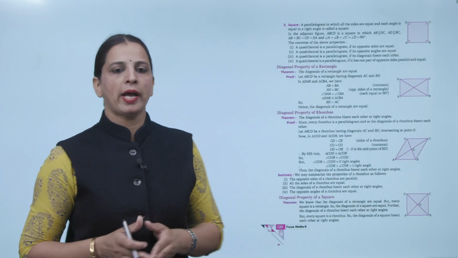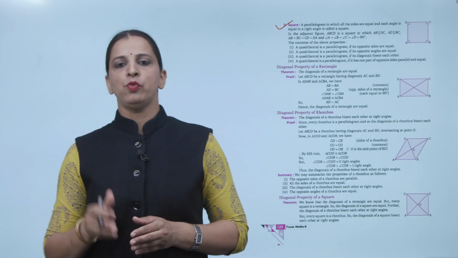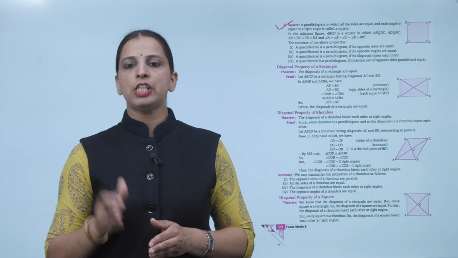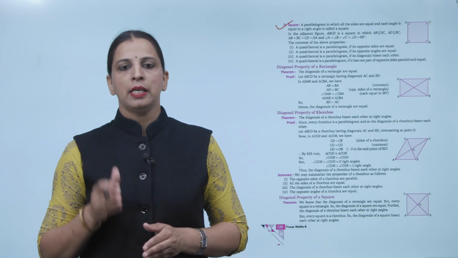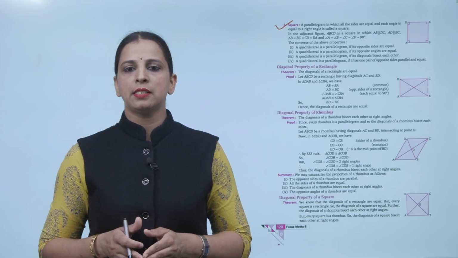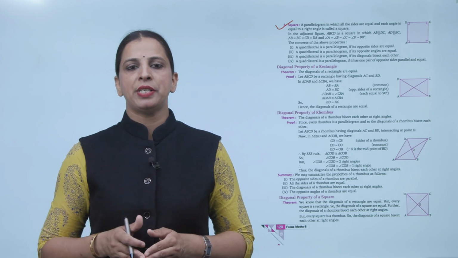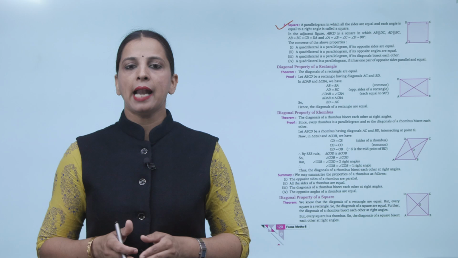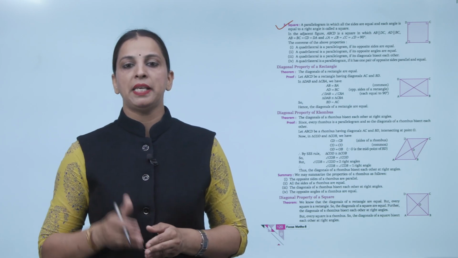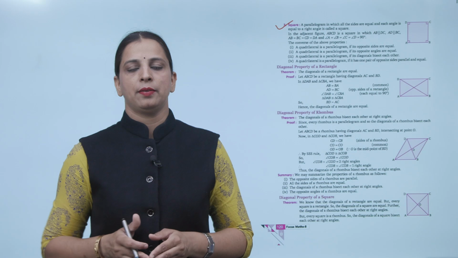Now third is square. A parallelogram in which all the sides are equal and each angle is equal to a right angle is called a square. In the adjacent figure, ABCD is a square in which AB is parallel to DC, AD is parallel to BC, AB is equal to BC is equal to CD is equal to DA and angle A is equal to angle B is equal to angle C is equal to angle D is equal to 90 degrees.